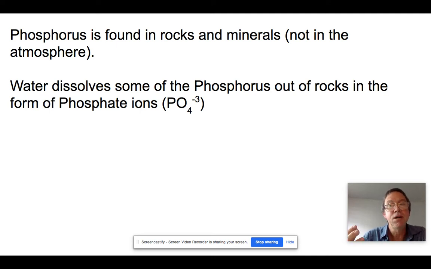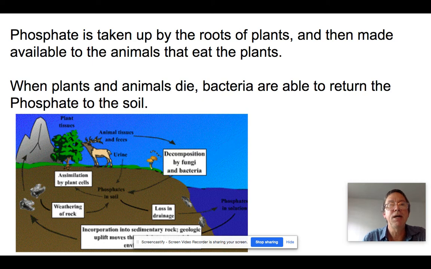But basically, rock material dissolved and it released phosphate ions, and these phosphate ions then can be taken up by plants through their roots. And then just like it happened with nitrogen, once that phosphorus is used to make cells in plants, then when animals eat the plants, they're able to access that phosphate and then use it to make their own cells.